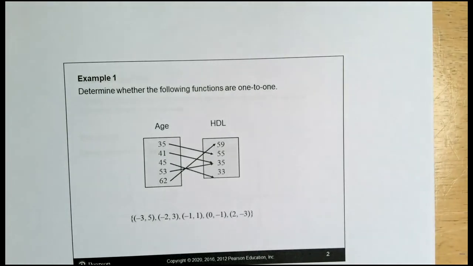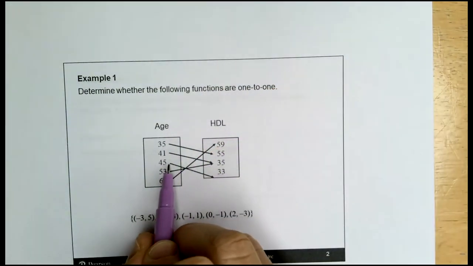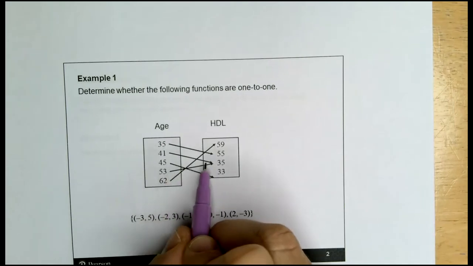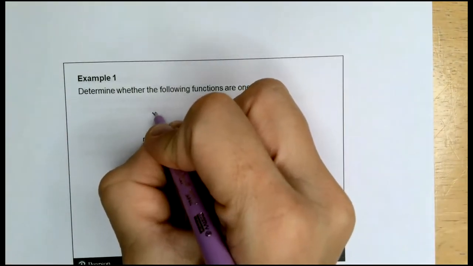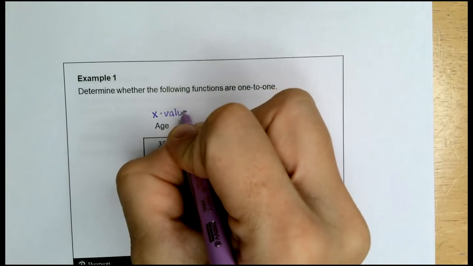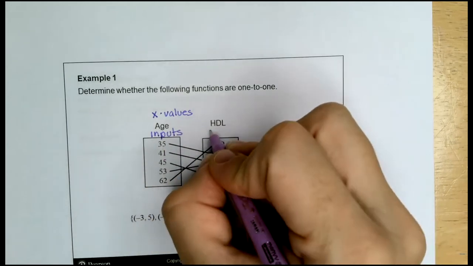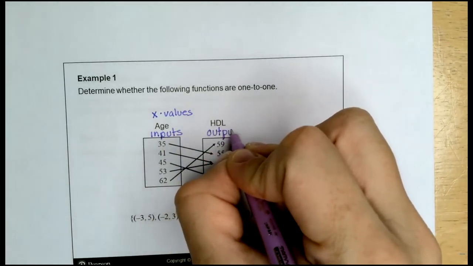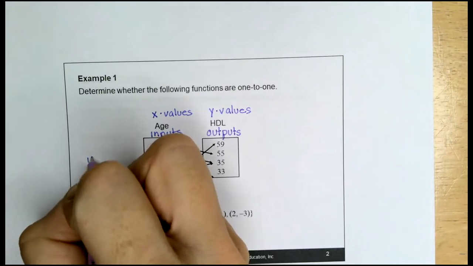Example 1. Determine whether the functions are one-to-one. We have a mapping here and we have a group of ordered pairs. So in this mapping, we have a 35 going to a 55, a 41 to a 35, a 45 to a 33, a 53 to a 35. So our X values are unique. These would be our X values because we are putting them in, right? And we are getting out the Y values. So these seem to be unique. That's good.